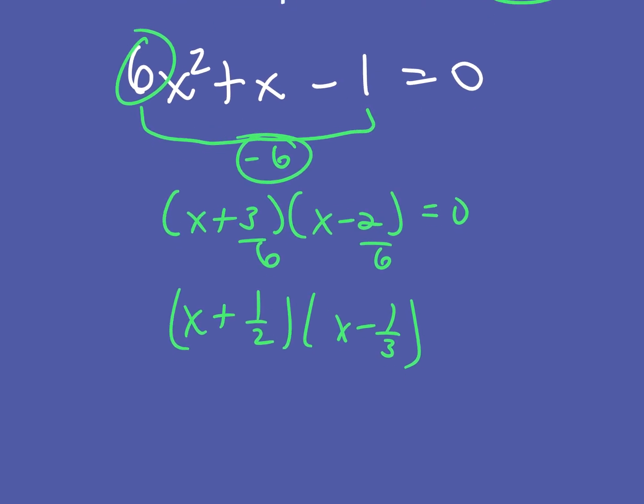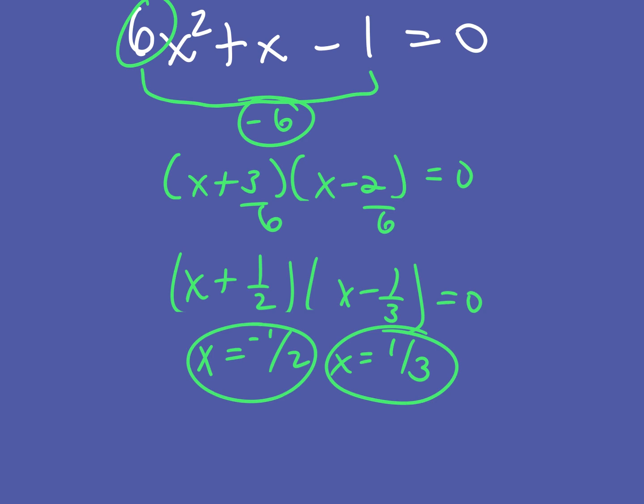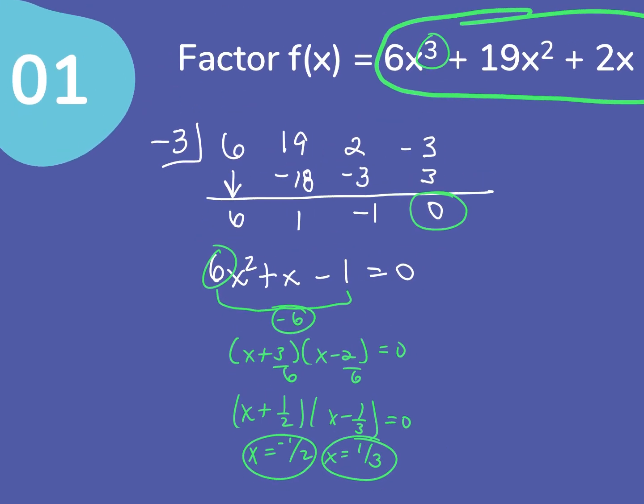Yeah? Now, if you guys want to go from here and solve, you can. You can take the 2, make it a coefficient, and then set equal to 0. Take the 3, make it the coefficient, set equal to 0. Or you could solve it from this point. What are my other 2 answers? X equals negative 1/2 and positive 1/3. All right?